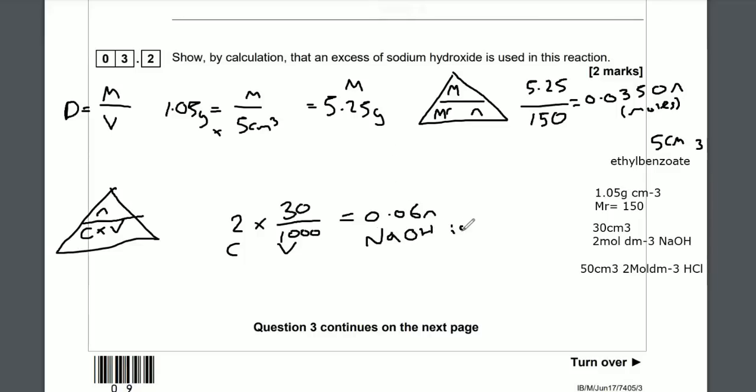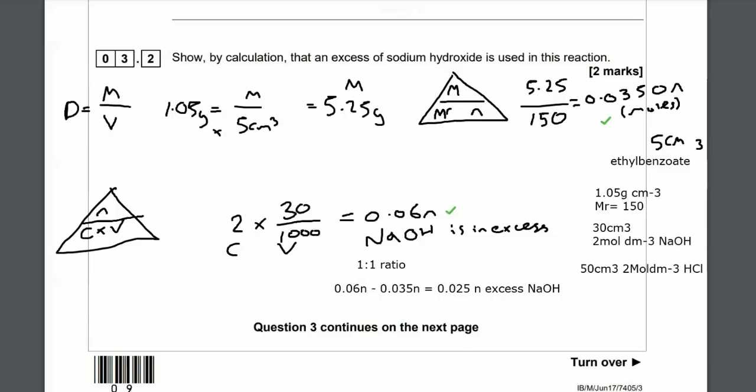It's quite clear that sodium hydroxide is in excess because 0.06 is bigger than 0.035. If you wanted to know how much is in excess, it's a 1-to-1 ratio, so of the 0.06 moles of sodium hydroxide, you use up 0.035 and are left with 0.025 moles in excess. That will have proved it and got you 2 marks.